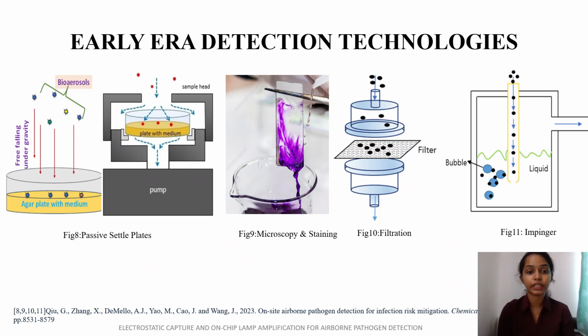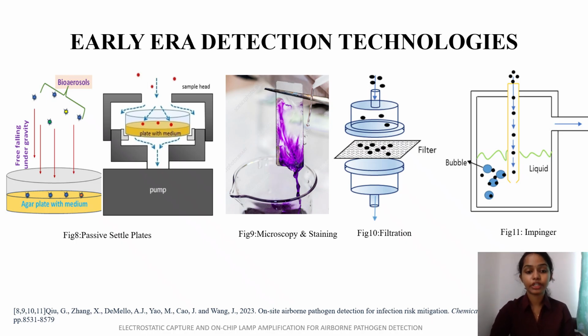Heavier airborne particles are settled onto the plate by gravity, and after exposure they are incubated for the microbes to grow. It does not provide how much volume of air has been captured. Next is microscopy and staining. It is a traditional method to identify and count the amount of microbes collected on the filter or the slides. Stain enhances the visibility of microbes under the microscope.